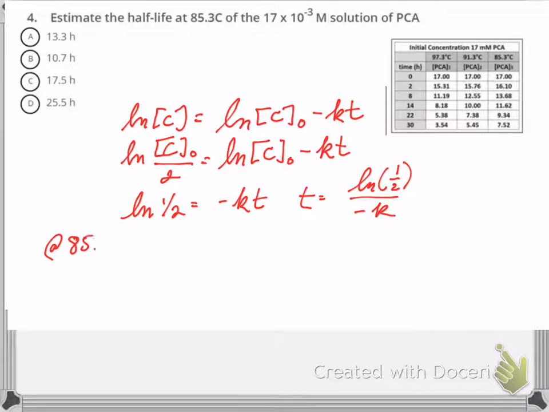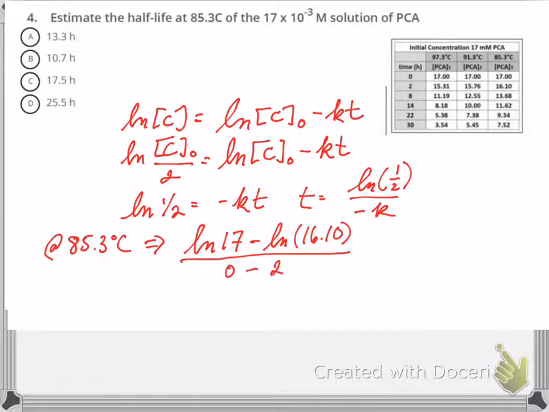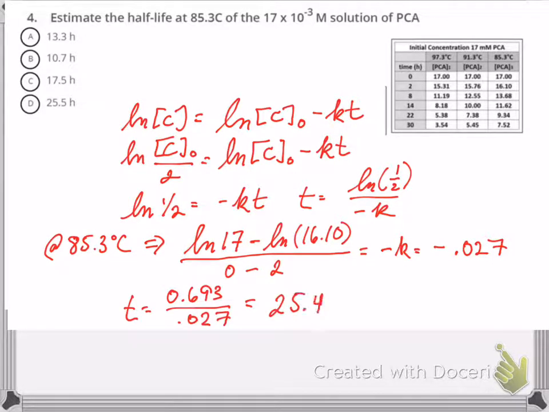So at 85.3 degrees Celsius, we need to find out what K is. This is going to be different for each of the temperatures, so we do the same thing. We take the delta of the ln, divide by the time interval. Again, we could pick any of the time intervals because we expect this to be linear, since we've already demonstrated first order behavior. And we get minus K to be minus 0.027, which we can now use to calculate the half-life, and we get 25.4 hours, which is one of the options.